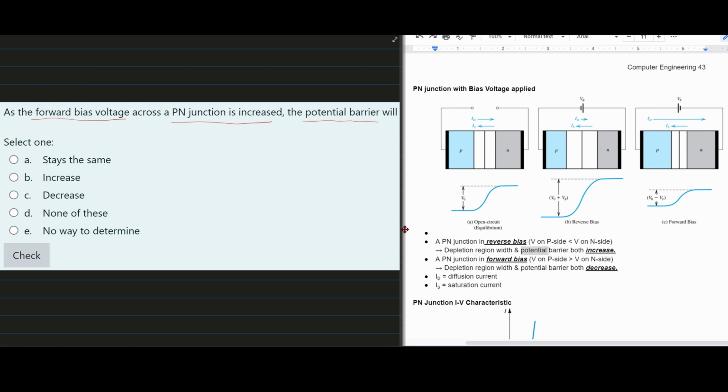This is the middle part right here. With our reverse bias, the depletion region width and potential barrier are going to increase because our ID is smaller than our IS. When our ID is bigger, then the potential barrier is going to decrease because we have more of this forward bias going in this way. And so that means that the answer for this one is not stays the same. That would be more of the first one when we're at equilibrium. It is not going to increase because that is when we have a reverse bias. It's none of these, and we can determine it is going to be decrease. So number C, decrease, is going to be our answer.